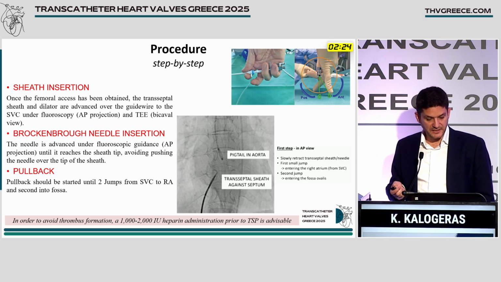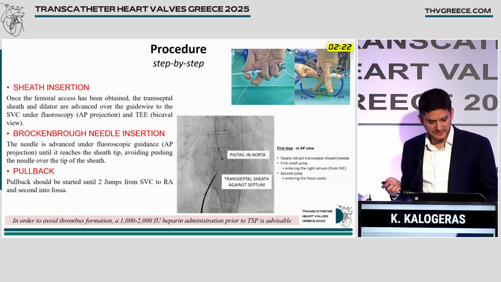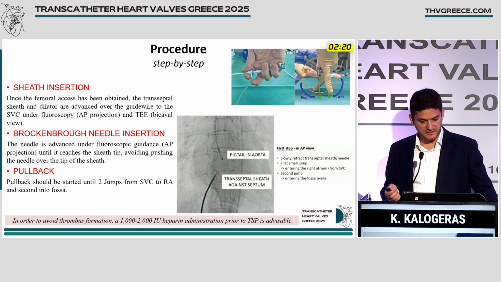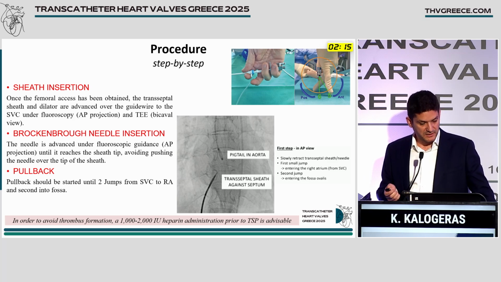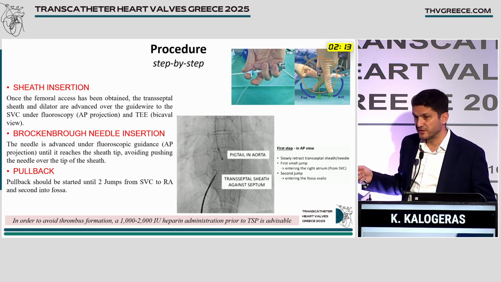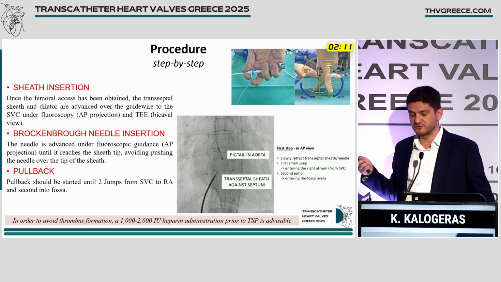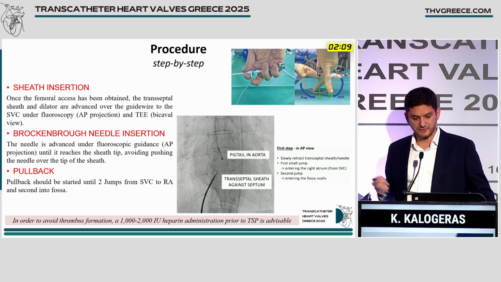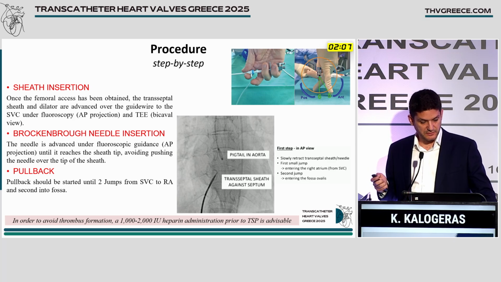Then we retract the wire, and the needle is advanced under guidance, avoiding pushing the needle over the tip of the sheath. And we start the pullback, in which hopefully we see the 2 jumps. The first jump is from SVC to RA, and the second jump from RA to the fossa.